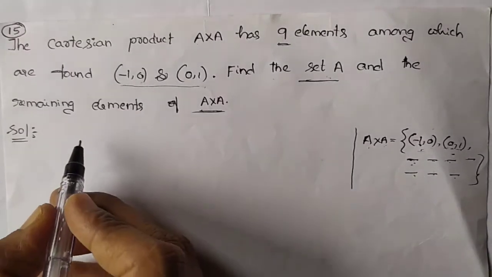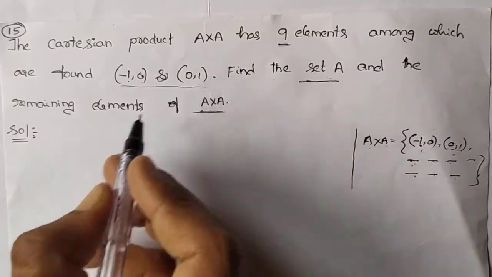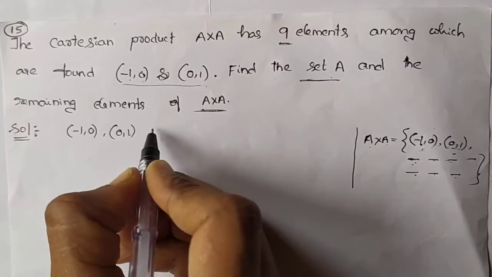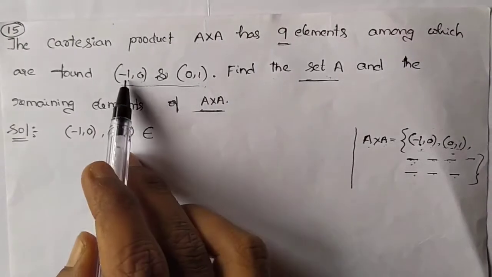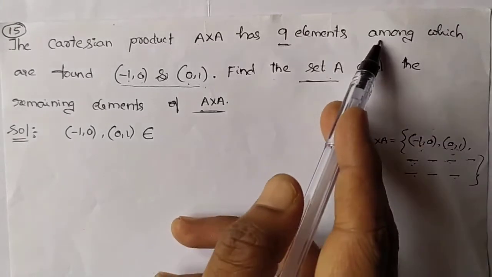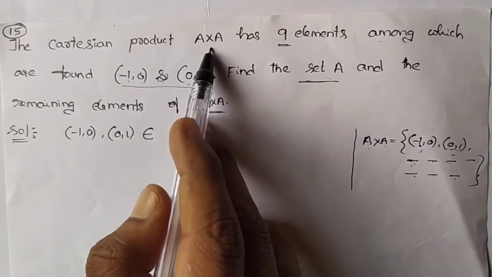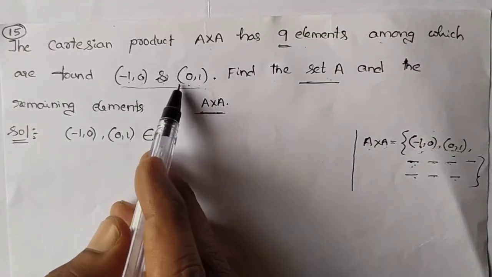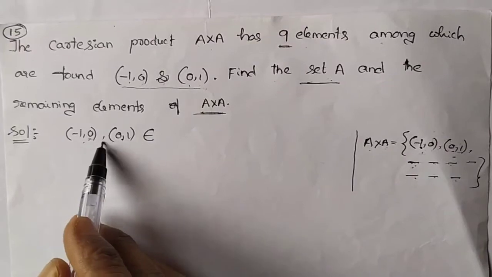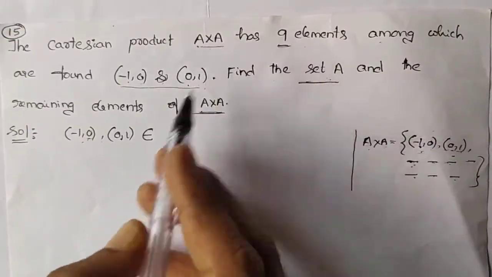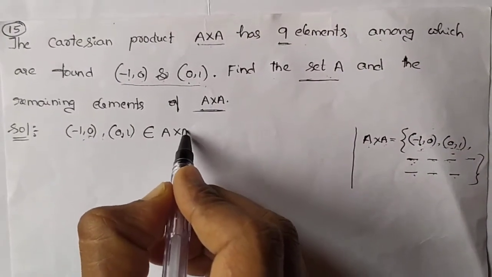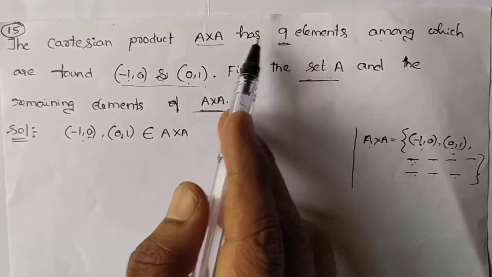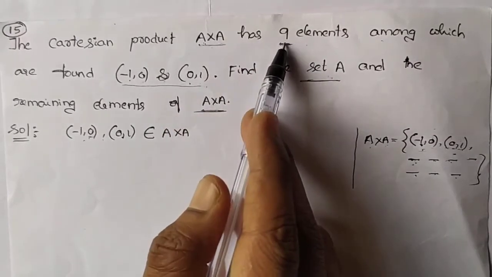Okay, let us find out. (-1, 0) and (0, 1) are the elements of A cross A. He said that the Cartesian product A cross A has 9 elements, among which are found (-1, 0) and (0, 1). These two ordered pairs belong to A cross A, and also A cross A has 9 elements.